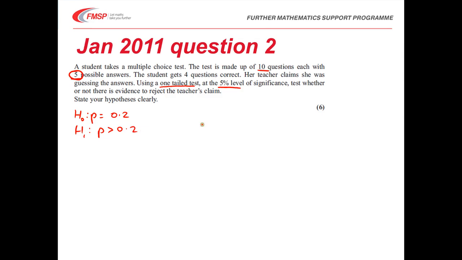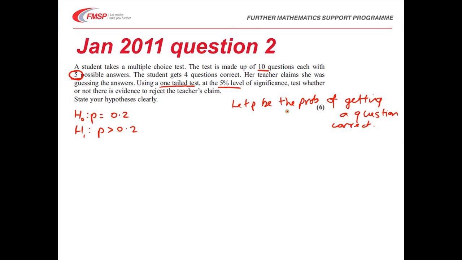Okay, now it's a good idea to define things. So we should say what p is. So let p be the probability of getting a question correct. Now when you look at the mark scheme for this, it doesn't ask you to do that, but some mark schemes do. So it's always worth defining what your variable is going to be, your parameter that you're testing.